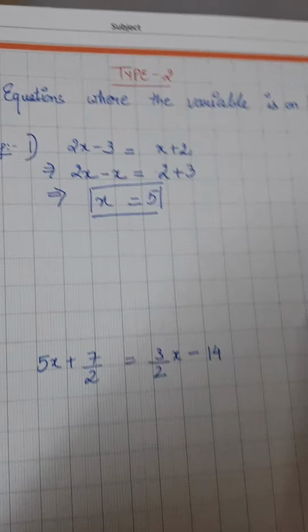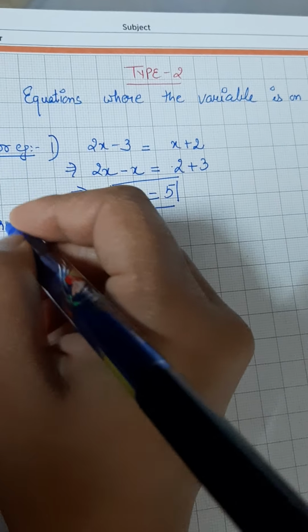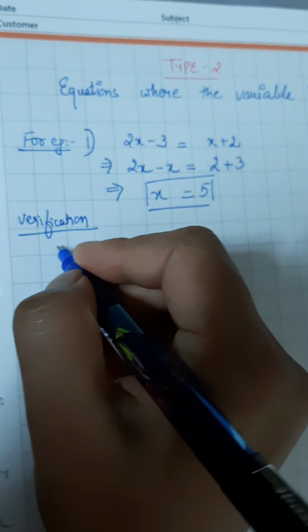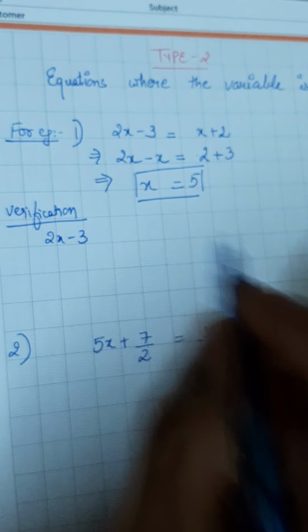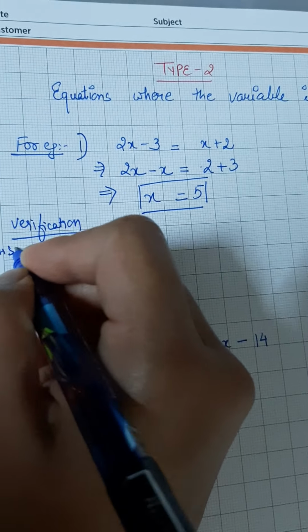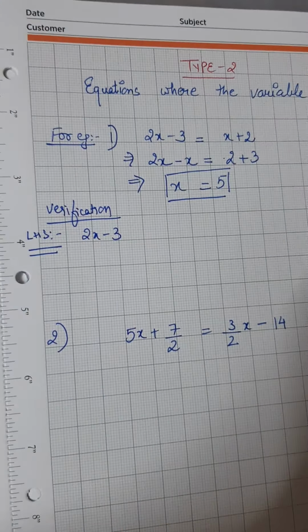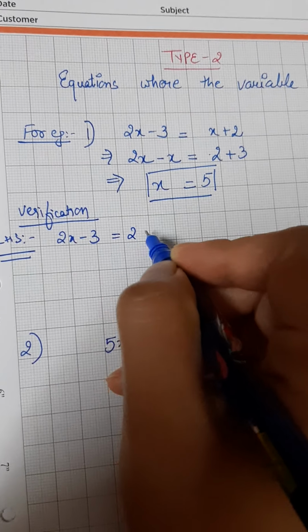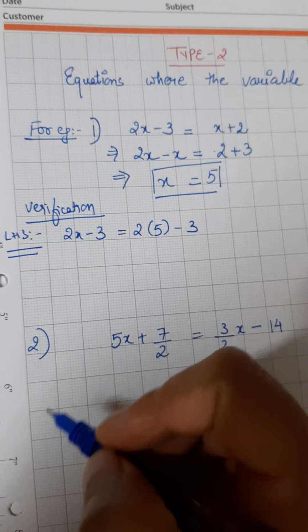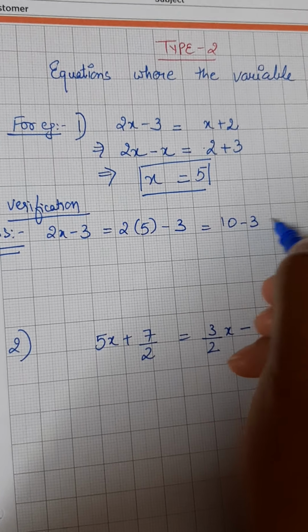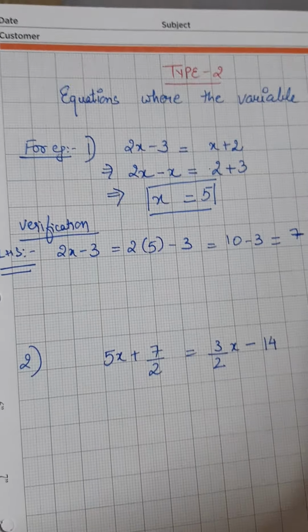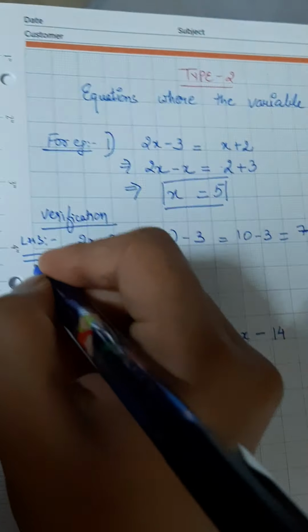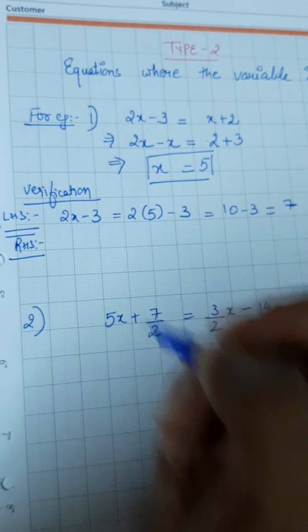We can even verify this, so let's see the verification. For verification, you can take 2x minus 3 as the left hand side. I told you earlier also, you have to take the sides separately. We'll take the left hand side first. Now what is the value of x? x is equal to 5. So you will write 2 into 5 minus 3, which is equal to 10 minus 3, that is equal to 7. Now your RHS is not 7, your RHS is x plus 2. You have to check whether your RHS also comes out to be 7 on solving.